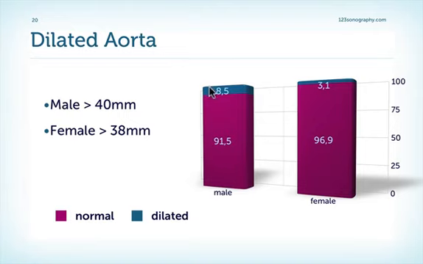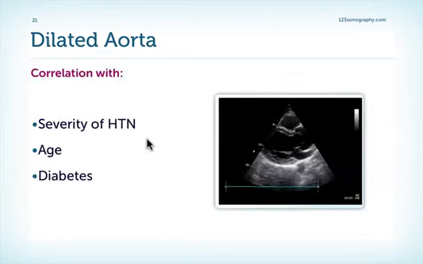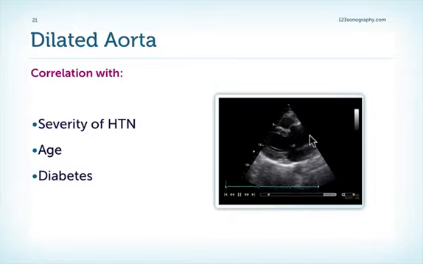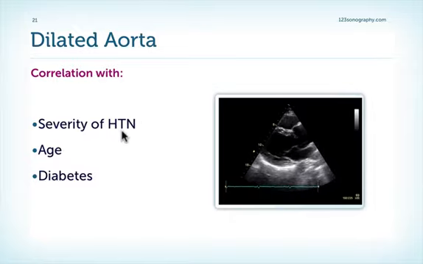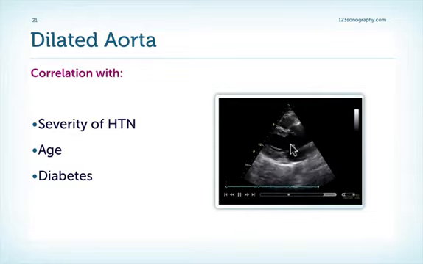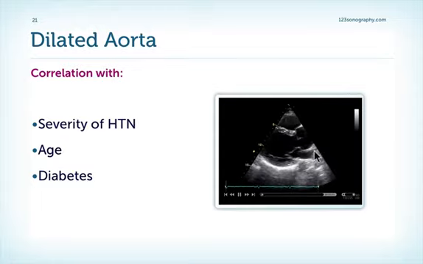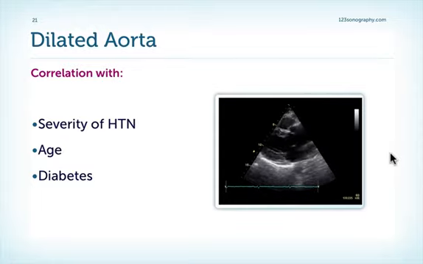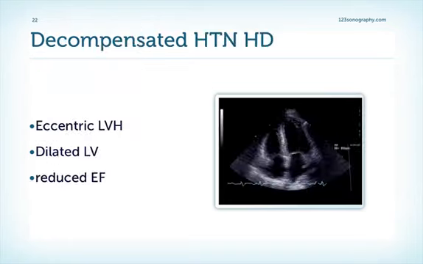You can see that the frequency is even larger in males than in females, with a cutoff value of above 40 for males and 38 for females. There's a correlation of the dilatation of the aorta to the severity of hypertension, to the age, and also to diabetes. This is an example. You can nicely see both hypertrophy being present and also a dilated aorta, which is clearly visible in the parasternal long axis view. Initially, you have reduction in longitudinal contraction, and then finally also in radial contraction.